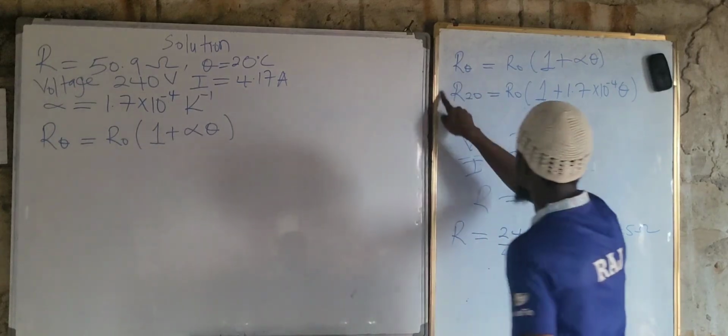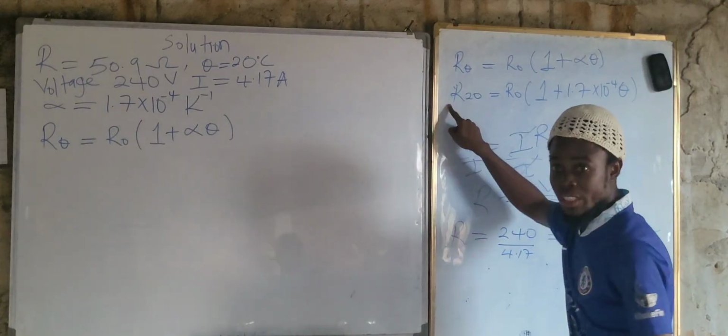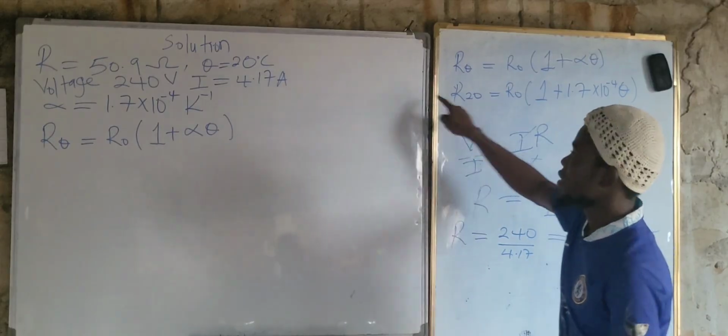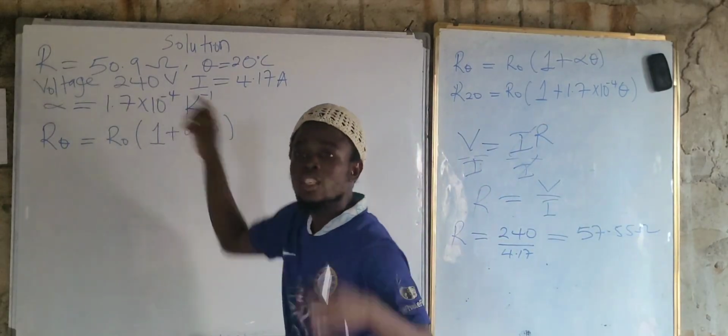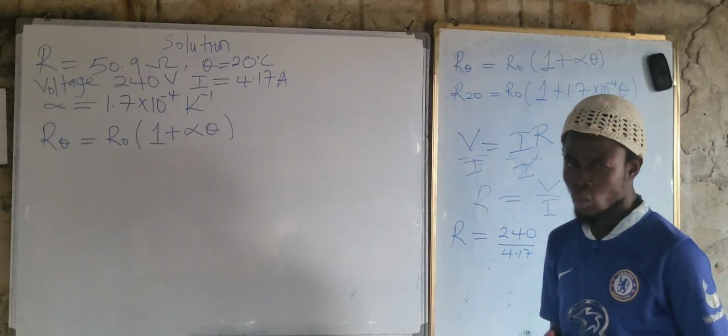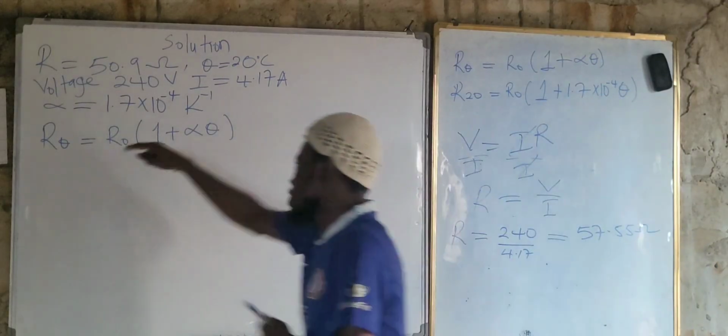Now, we already have R20, right? What is the value for R20? It's 50.9. Then substitute that value now. That's what we're going to do. Alright, so let's use this one first.